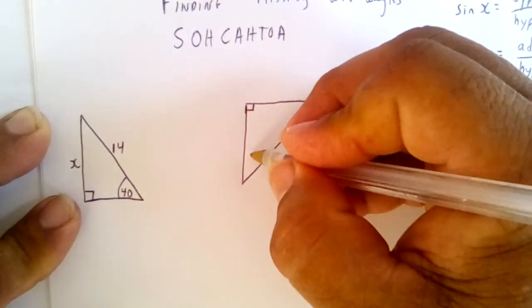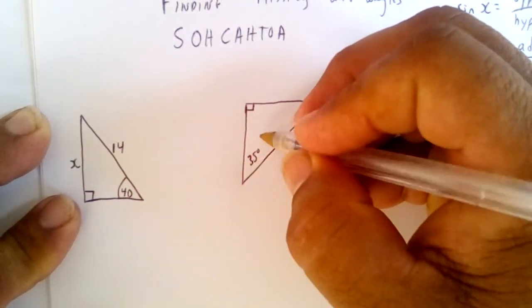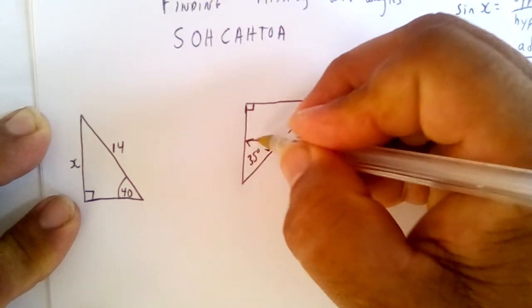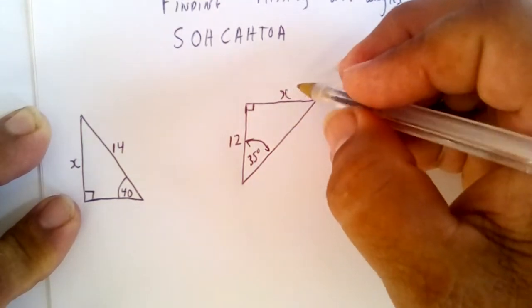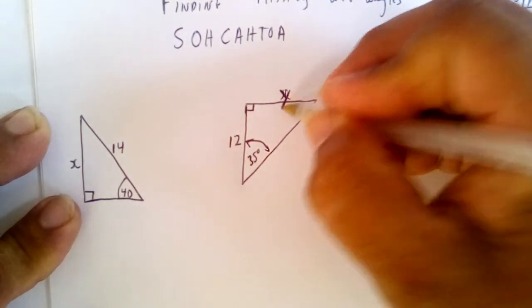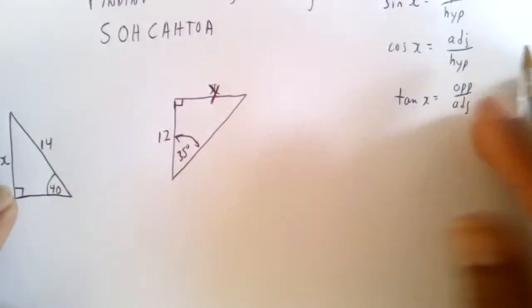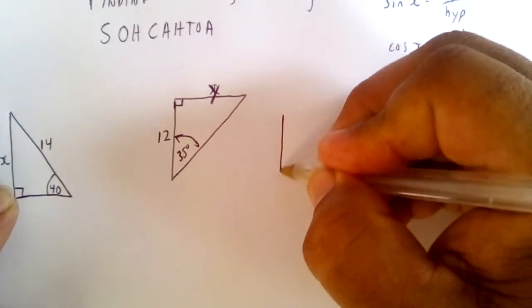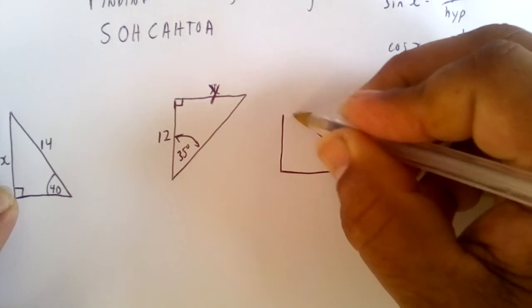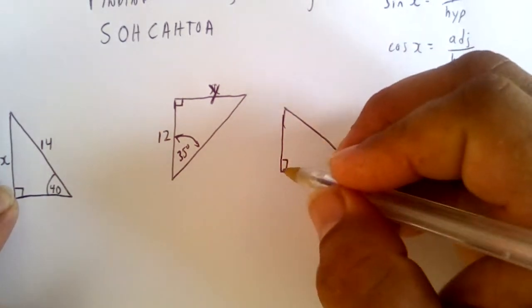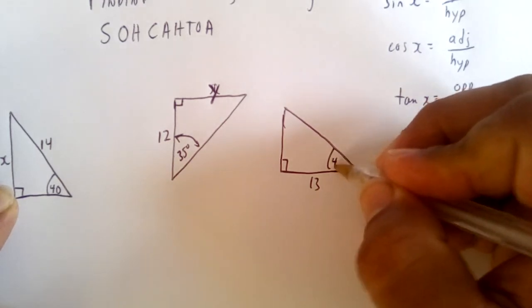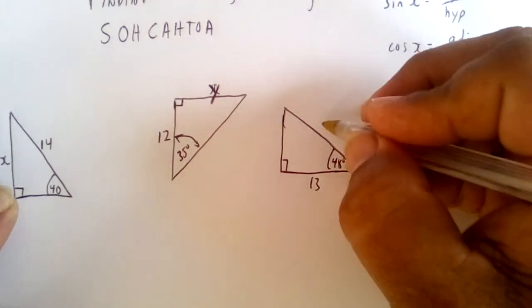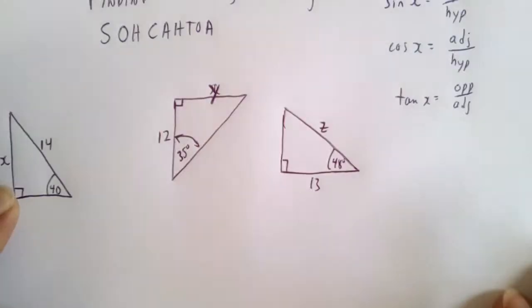Let's call this maybe 35 degrees here. Maybe you are given this side here, maybe 12. You don't know what that side is. Let me give it a different letter so you don't get confused by using the same letter. And then let's say we have another triangle here. Here we have 13, and maybe here we might have 48 degrees, and here we call Z. So those are the triangles which we will be working with.